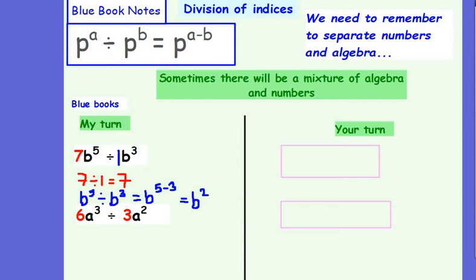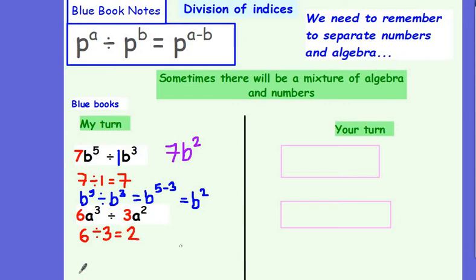Now that I've dealt with them separately, I can put them back together. That gives me 7b to the power of 2. Let's do another example. 6a cubed divided by 3a squared. Let's look at my numbers first. 6 divided by 3 gives me 2.